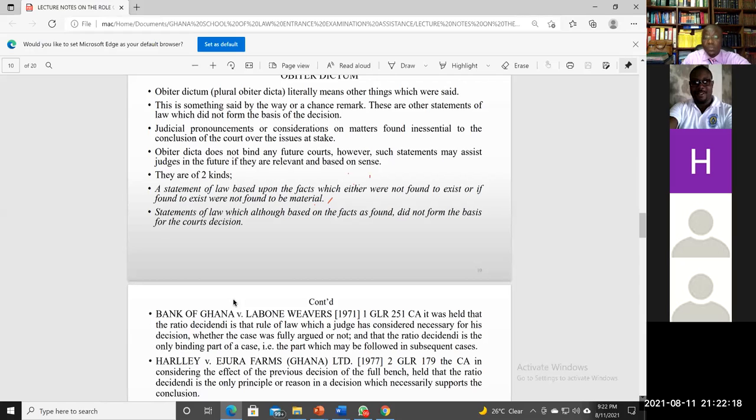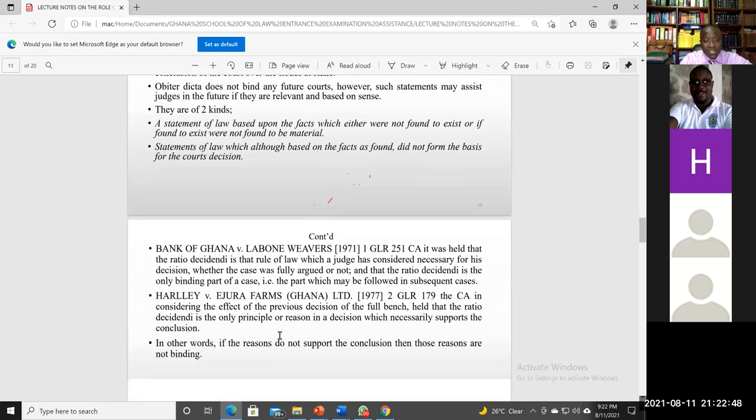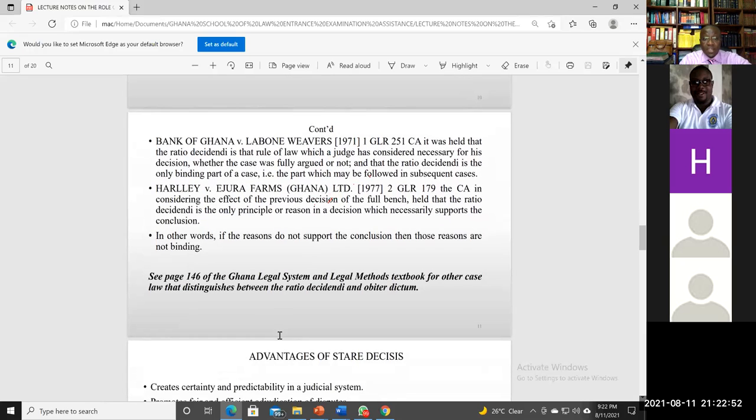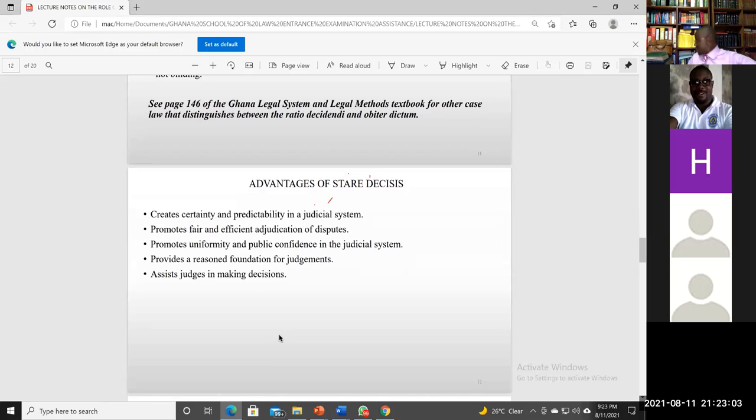On the other hand, the court may also make statements which are based on the facts as found, and yet the court may create some distinction and say that that principle does not actually apply in resolving the issue due to XYZ, and that will still be obiter dictum, as it were. There are a number of authorities in this regard, Bank of Ghana, and then you look at the Harley case. If you look at my work at page 146, you get so many things on this. I'm talking about this particular book, just in case you are not familiar with it.